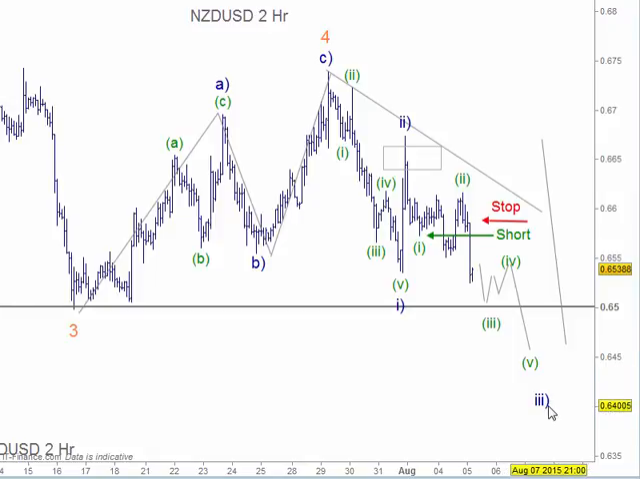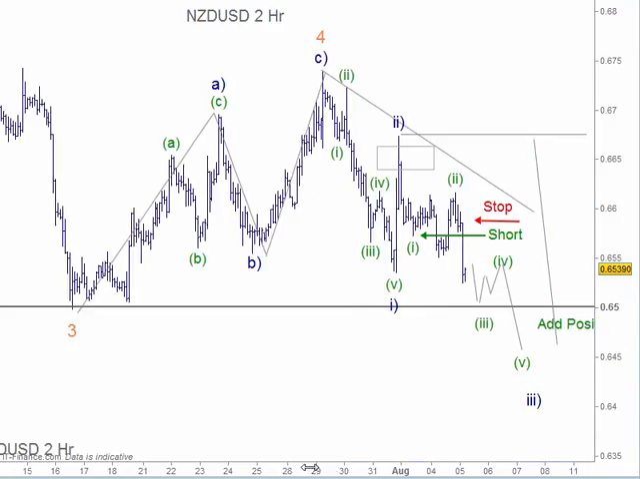Now wave 3 here should be longer than wave 1 here. So that's the length of wave 1. So we look from taking it from this top here. So we need to see a move longer than that. So we're working with the 65 here. So we'll look to add once that becomes the retested resistance here. So if we just put this here, we'll add positions once this becomes the retested resistance here, okay?